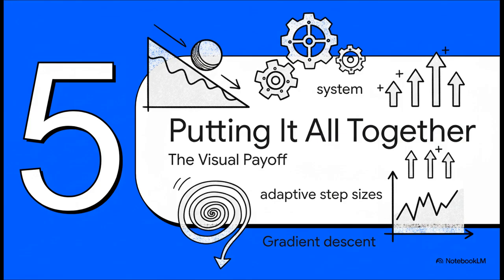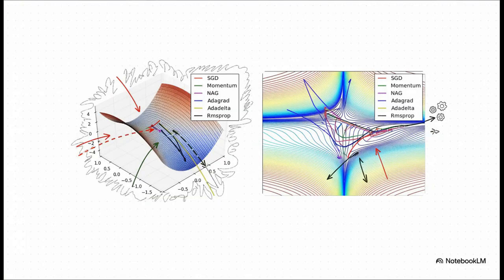All right, that was a lot of theory. We've gone all the way from a simple ball rolling down a hill to this super sophisticated system with momentum, look-ahead abilities, and custom step sizes. But what does it all actually look like? How do these things really perform when the rubber meets the road? And check this out. These images show the difference perfectly.